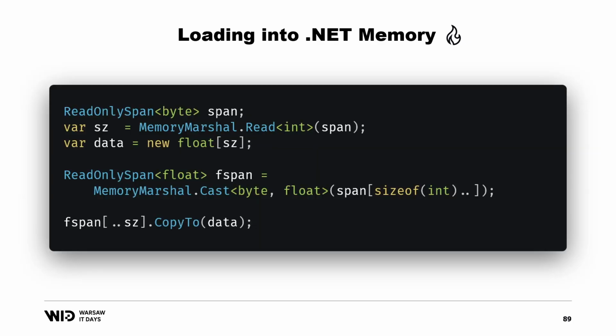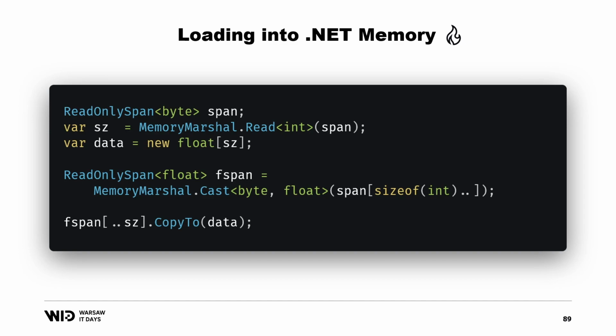Another example would be a sequence of floating point values which we want to load into a float array. Again, we use MemoryMarshal.read to read the size. We allocate an array of floating point values of that size, and then we use MemoryMarshal.cast to turn the span of bytes into a span of floating point values. This really just reinterprets the data present in the span as floating point values instead of just bytes. Finally, we use the copy_to function of spans, which will do a high-performance copy of the data from the memory mapped file into the array itself.